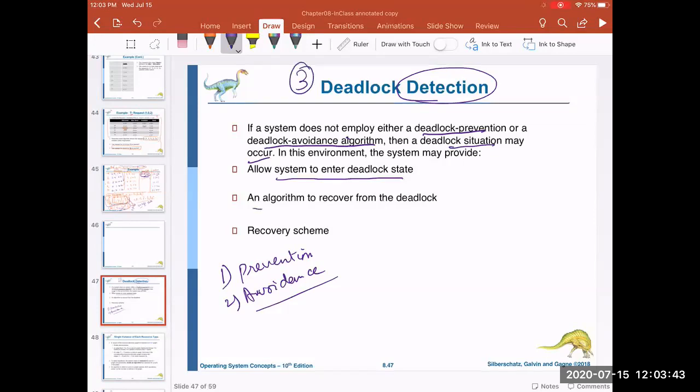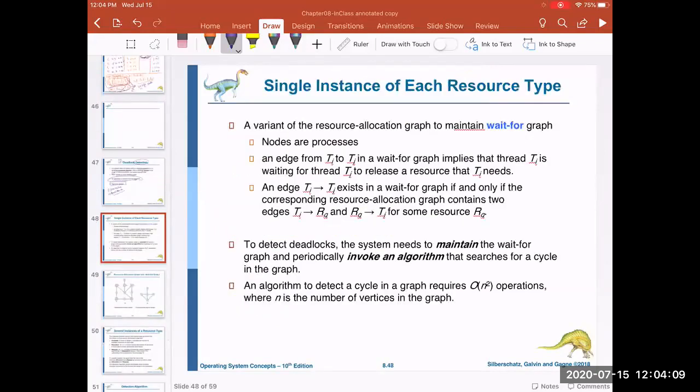Then an algorithm would run to recover the system from deadlock. So we allow the child to go into the jungle and we try to protect it if there is any problem. So that's something which we are doing here. And then the recovery scheme. How to recover from the deadlock condition is also part of deadlock detection. Now, again, there are two types: if we have a single instance of each resource, or if we have multiple instances of the resource type.